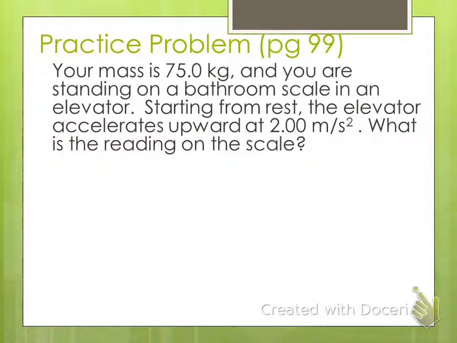Okay, so this is on page 99 if you want to follow along. I tweaked the question just a little bit, so it might be a little bit different order than what your book says, but we're going to solve this problem. It just happens to be in the book, okay? Your mass is 75 kilograms. You're standing on a bathroom scale in an elevator. Starting from rest, the elevator accelerates upward at 2 meters per second squared. What's the reading on the scale? Okay, and we want the reading on the scale in newtons. We don't want it in pounds or anything like that. We want newtons.